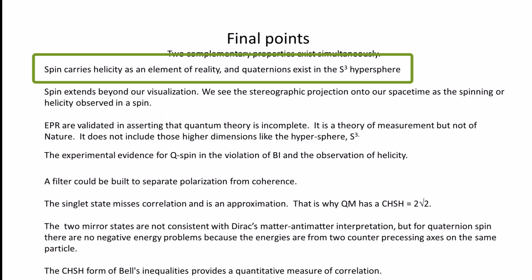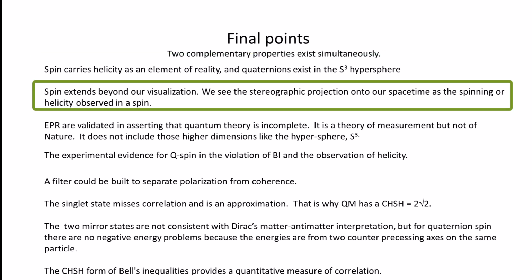Spin carries helicity as an element of reality, and quaternions exist on the S3 hypersphere. Spin extends beyond our visualization. We see only the stereographic projection onto our spacetime of the spinning or helicity observed in a spin.